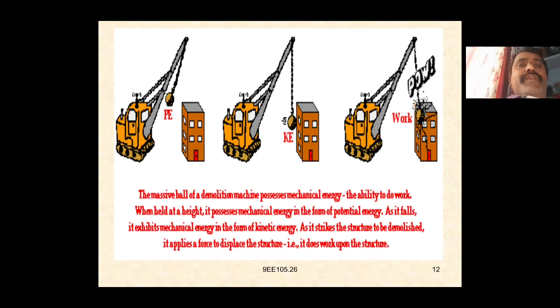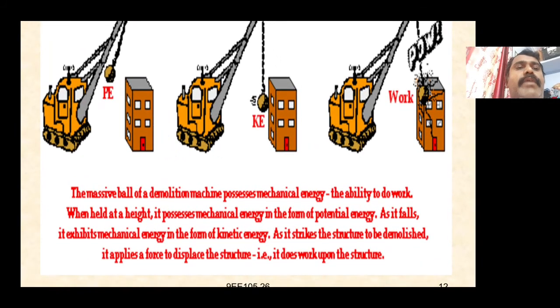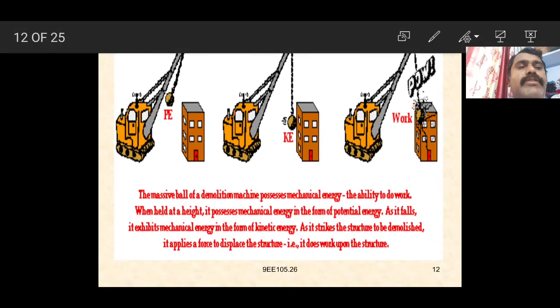Again we are seeing a crane where the body can be lifted. The massive ball of the demolition machine possesses mechanical energy, the ability to do work. When held at a height, it possesses mechanical energy in the form of potential energy. As it falls, it exhibits mechanical energy in the form of kinetic energy. As it strikes the structure to be demolished, it applies a force to displace the structure. It does work upon the structure.